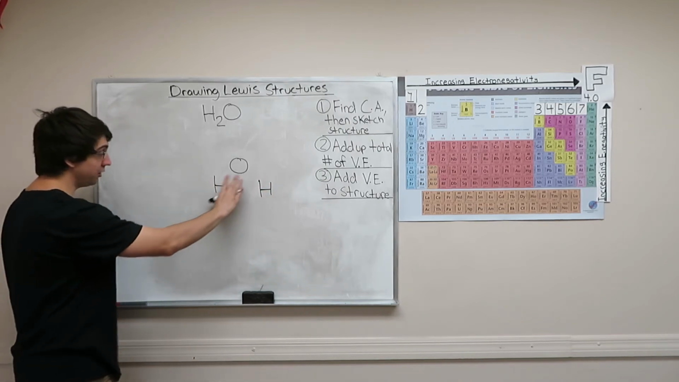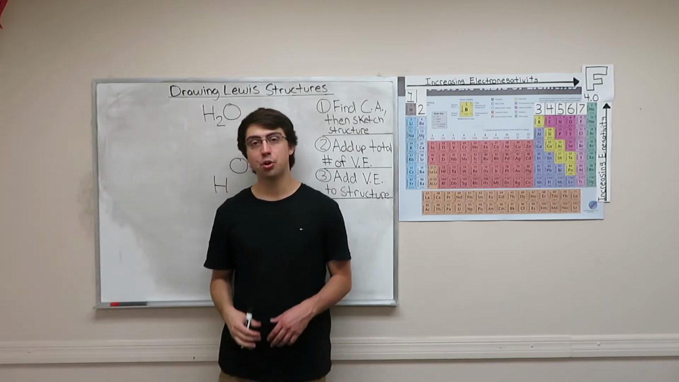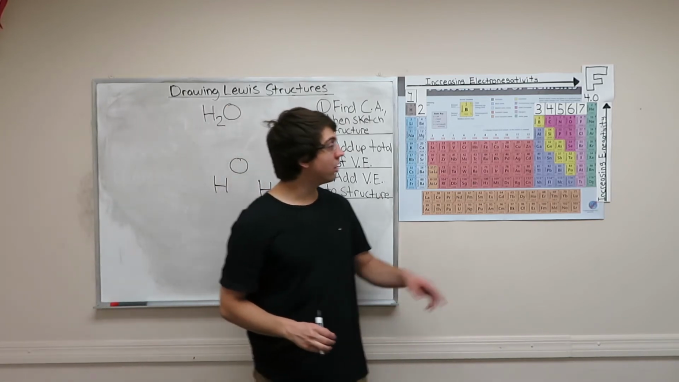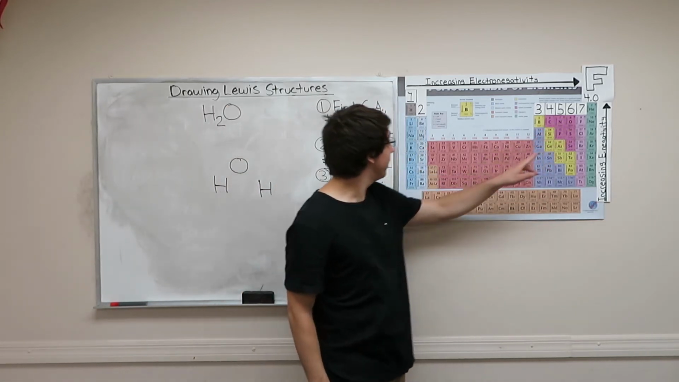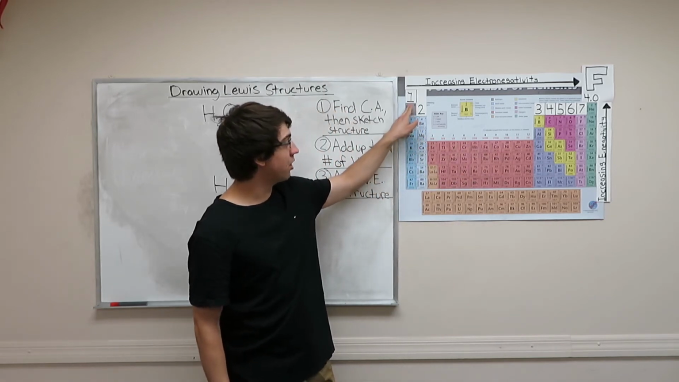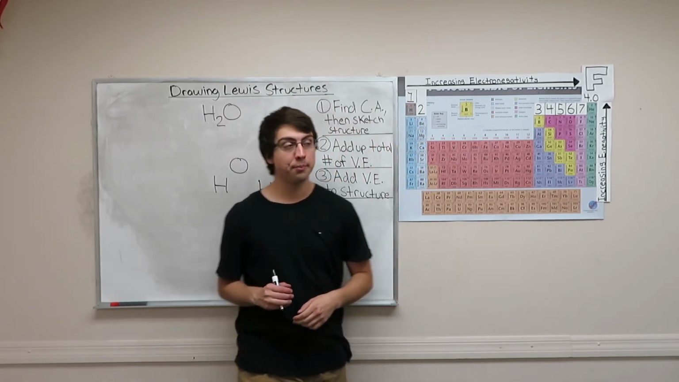And now that we have the skeleton of the structure made, we need to add up the total number of valence electrons. Oxygen has 6 valence electrons, and hydrogen has 1 valence electron. So we just need to add that total up.